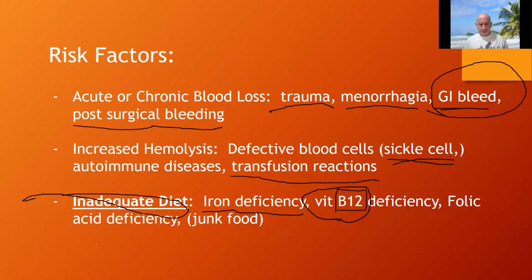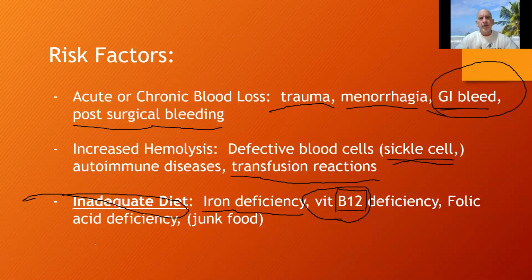Macrocytic means that the red blood cell is too big. And I'm trying to think of which one that was, but I'll go back and look at it and let you know. But yeah, macrocytic, microcytic, and normocytic are talking about how large the red blood cell is.